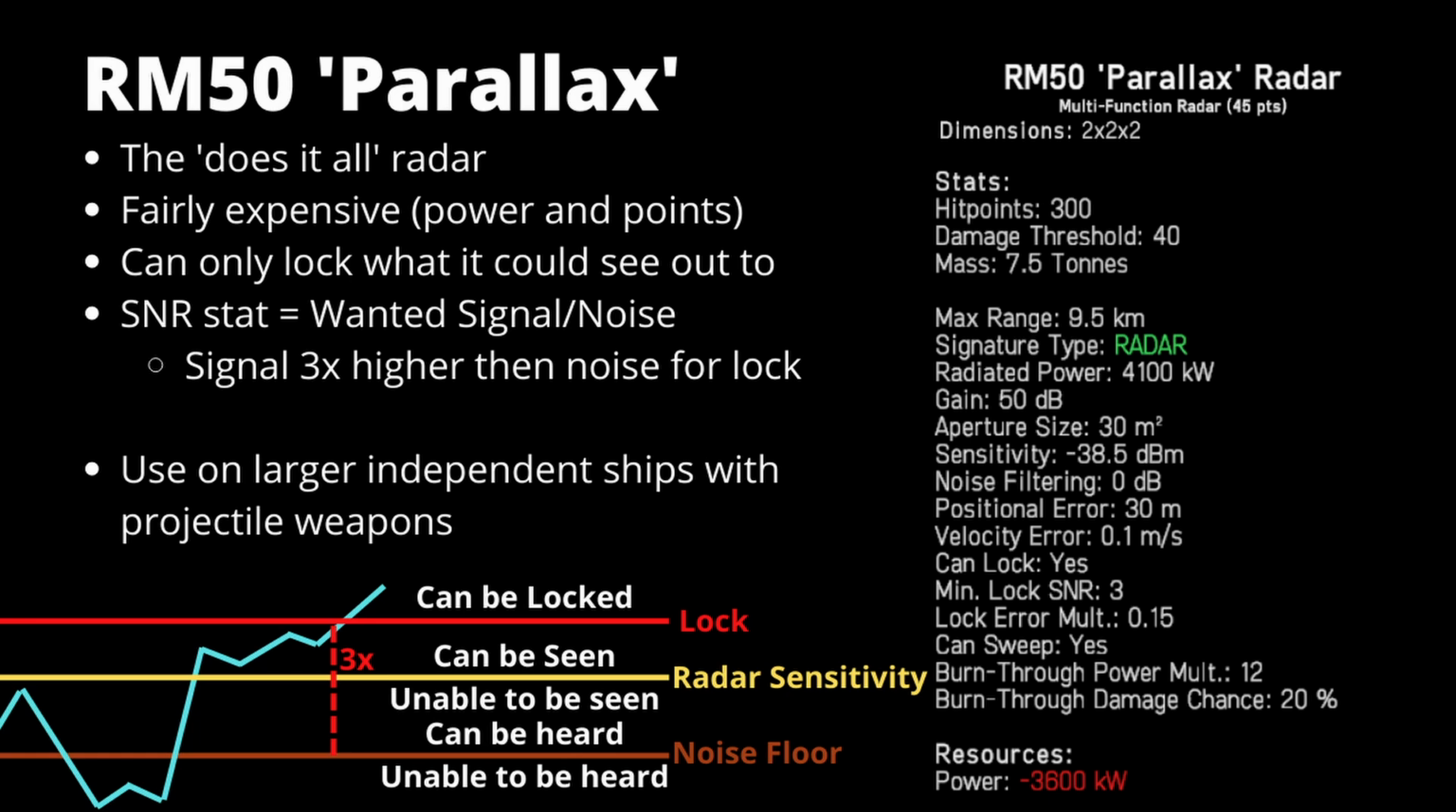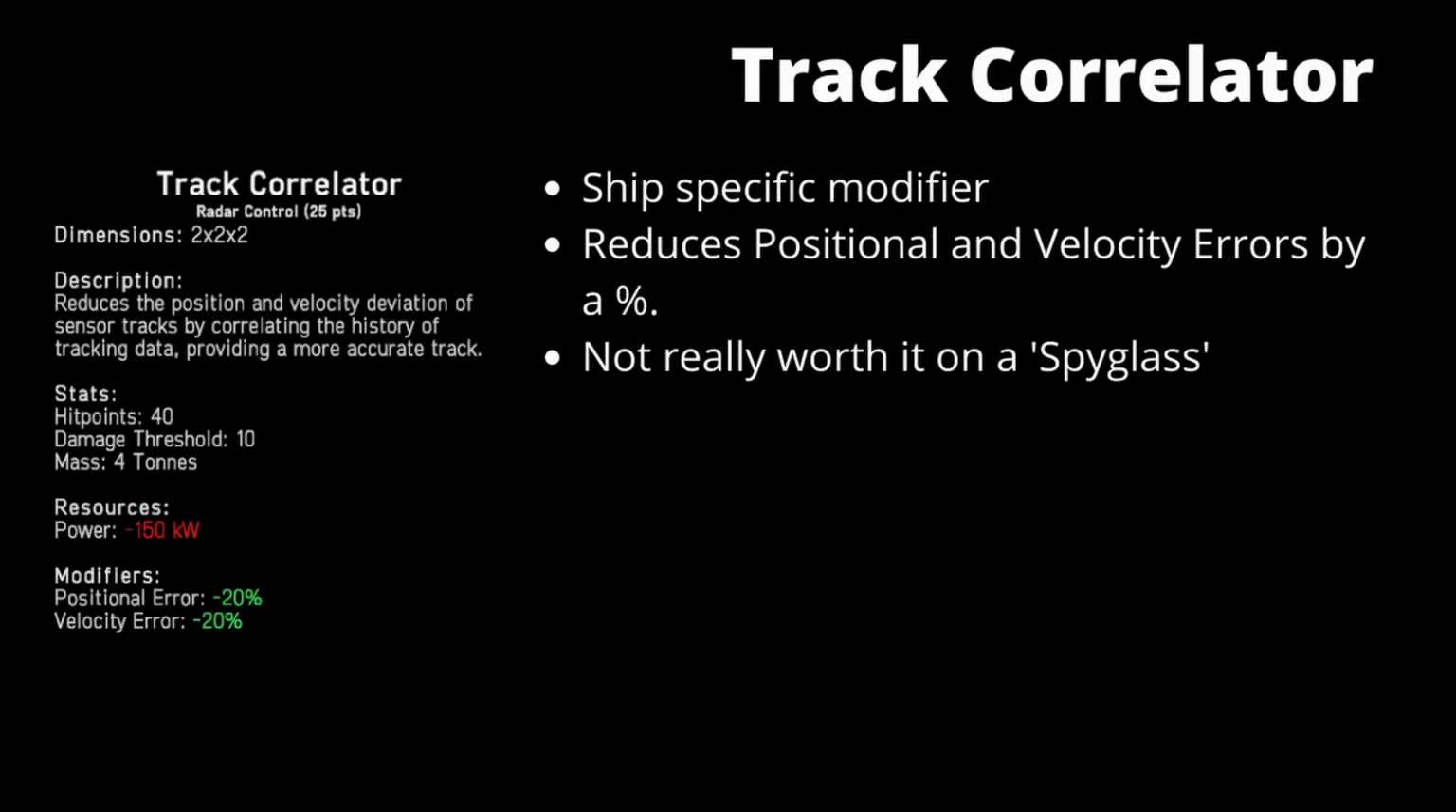So some of the supporting modifiers, we've got the track correlator. Note this is ship specific. It will reduce the positional and velocity errors of the equipped ship's radar by 20%. And so when we talk about the sensor network and contributing to the highest accuracy track within the sensor network, if you were to put this on a ship designed to get nice and close, and you weren't able to provide a lock, well then the sensor network is going to register so that a ship with a radar and a track correlator, the best or the highest accuracy track within the sensor network, and use that for other ships to shoot at.